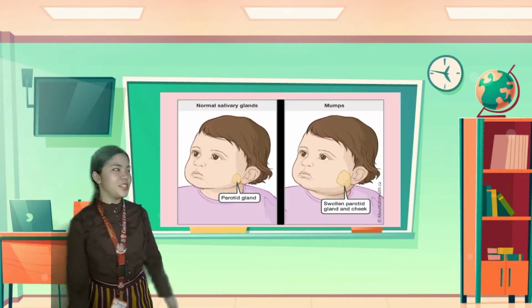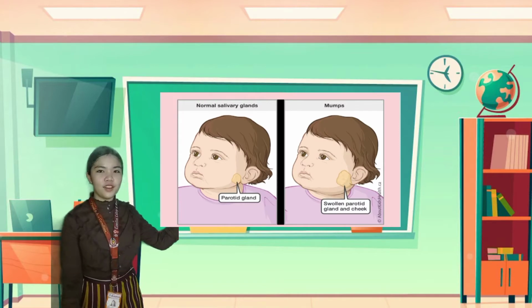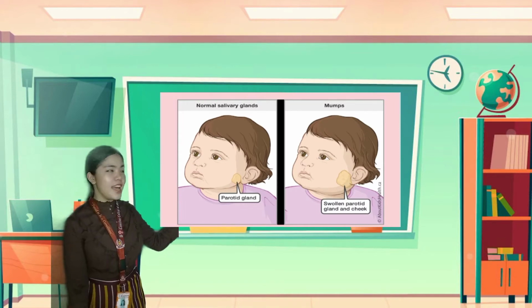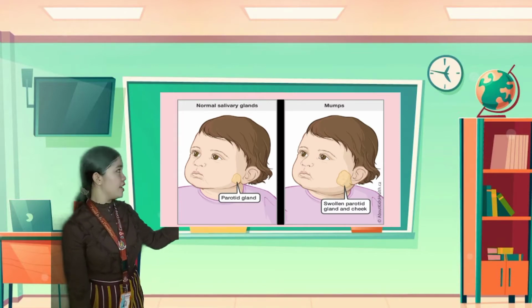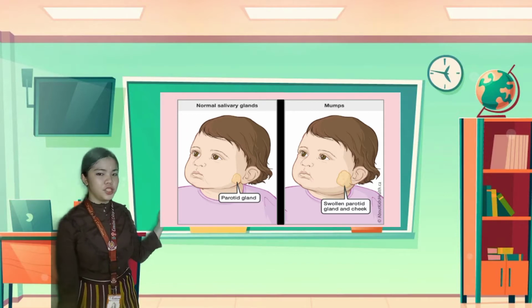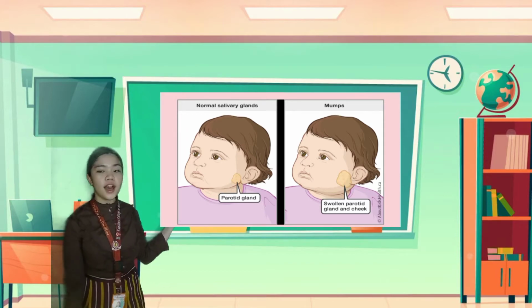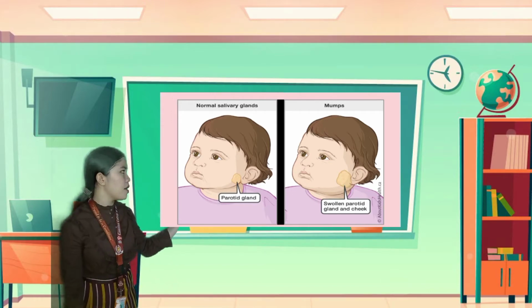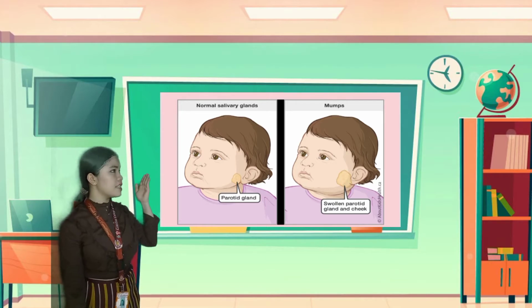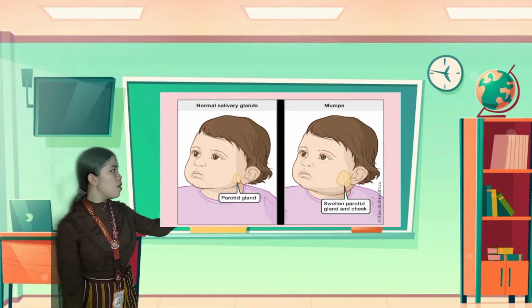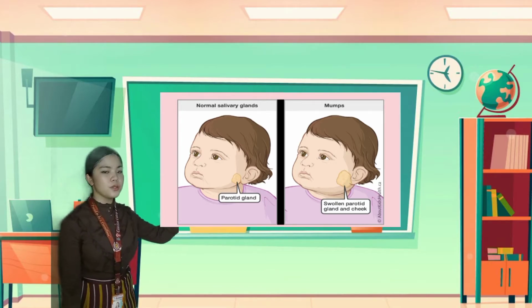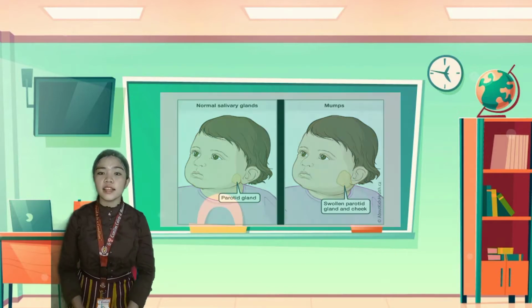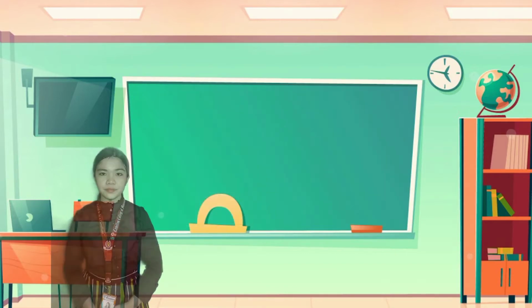There's a picture here of the normal salivary gland and the swollen parotid gland. As you can see in the picture, if you have mumps, usually your salivary glands are swollen, which causes the cheeks to puff out. So, this is the normal, and this is when you have mumps. Usually, your cheeks are swollen.